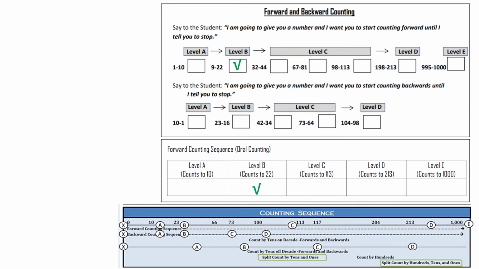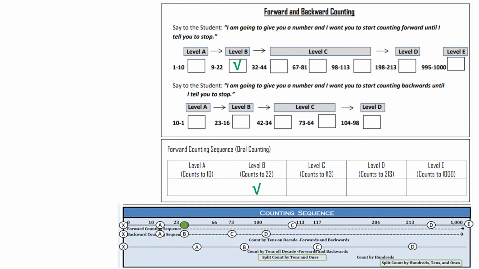And that means that they can count to 22. Remember, level B means a mastery of a particular skill, and the skill is the ability to count from 9 up until 22. So when you go to the framework and you map it, you would put level B. So what does this mean for their instruction? Now think about it.